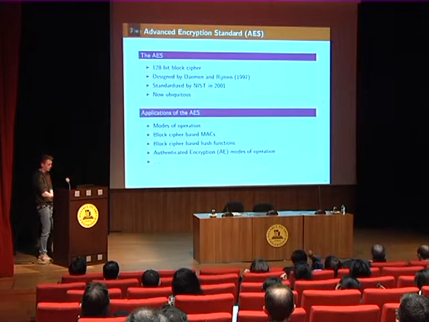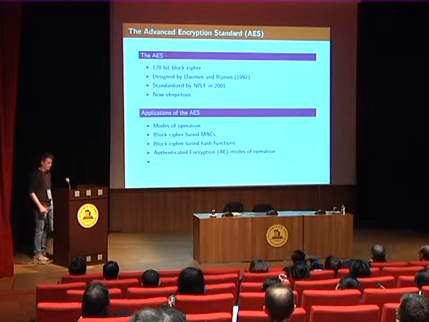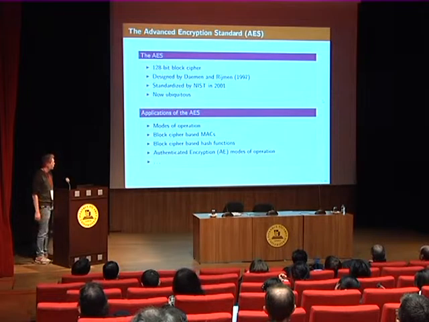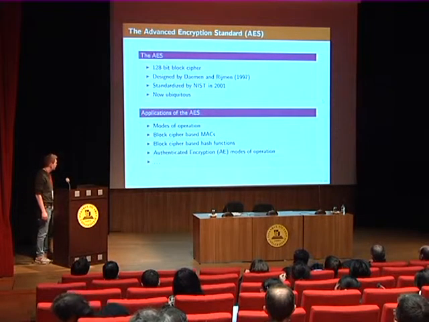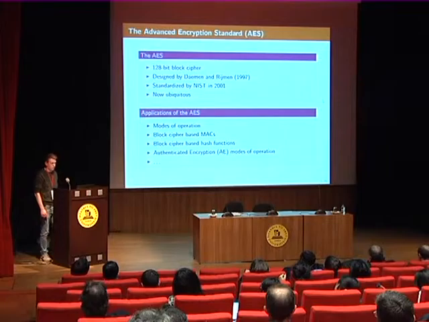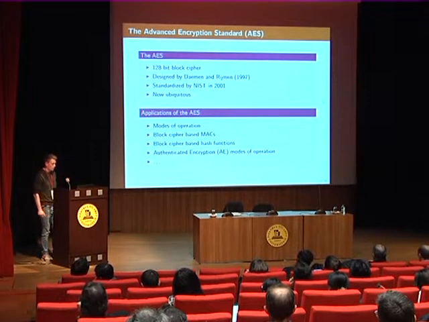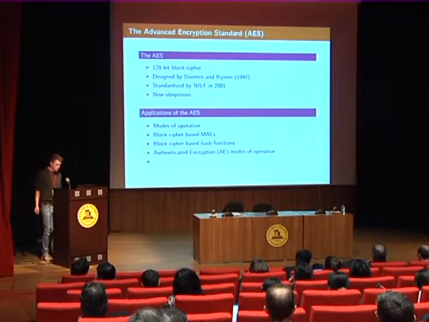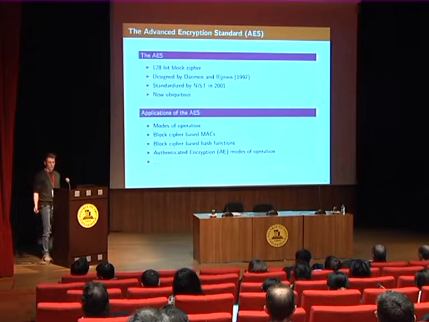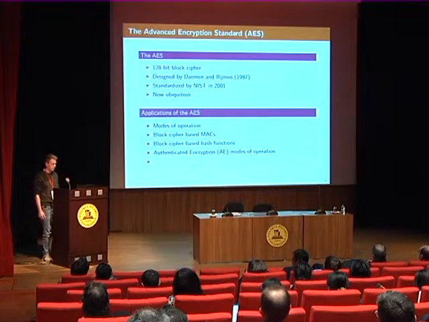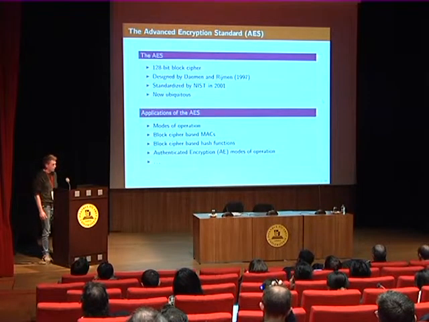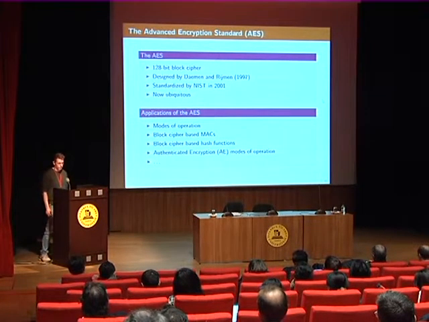And what can you do with the AES? Well, you can use it for a great deal of things, actually. You can use it for modes of operation, for encryption and decryption. You can use it for block cipher-based MACs, compression functions, hash functions, and you can use it for authenticated encryption. And now, especially with this ongoing CAESAR competition, we have seen several modes of operation using the AES for just that.